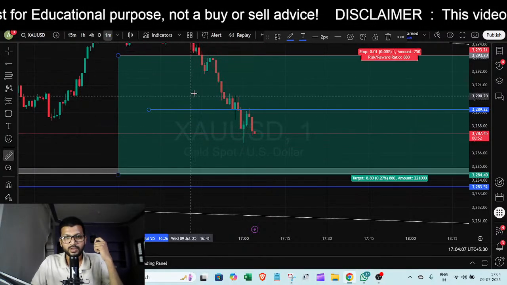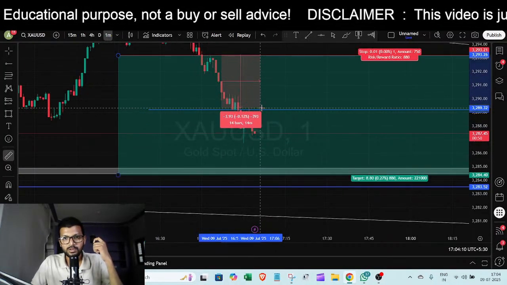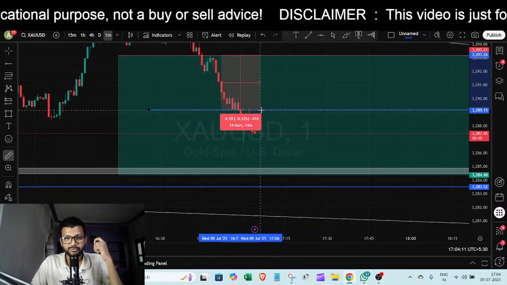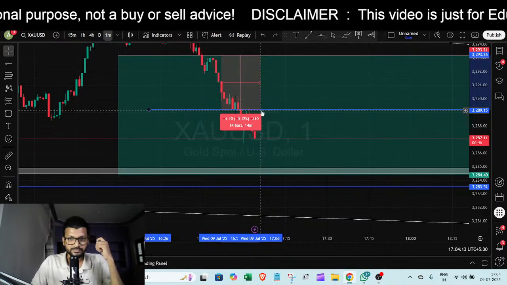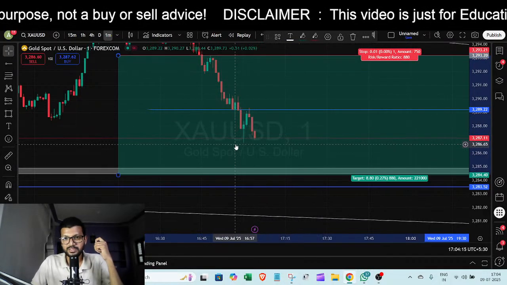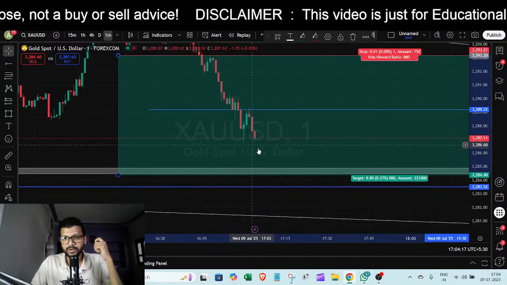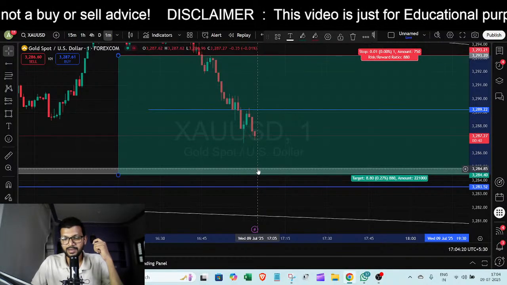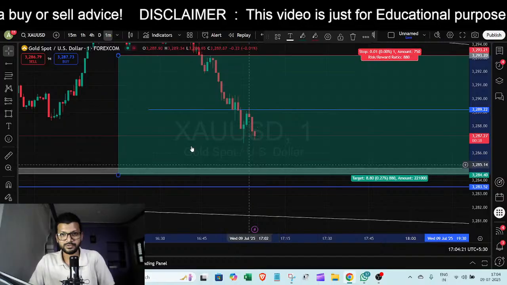and if it reverses also, we will capture around 3.94 points, and most probably this low is breaking. If this low breaks, then our second target is also achieved.